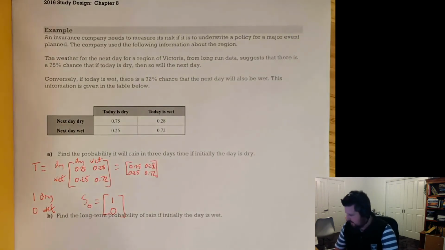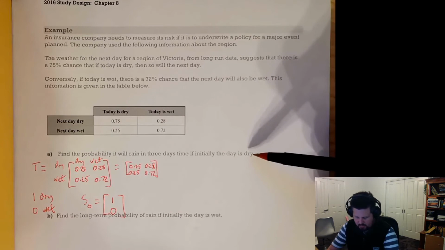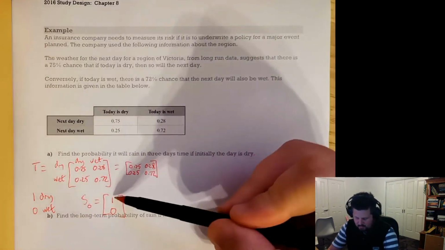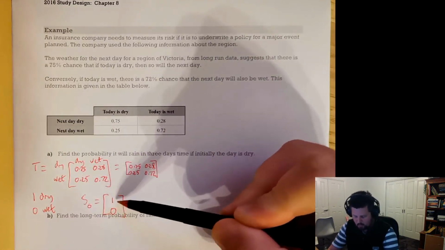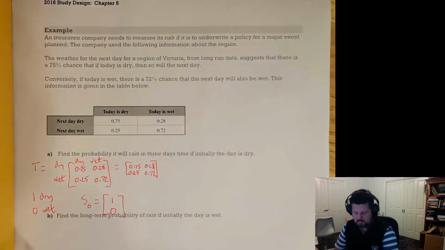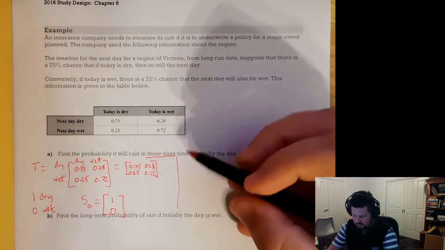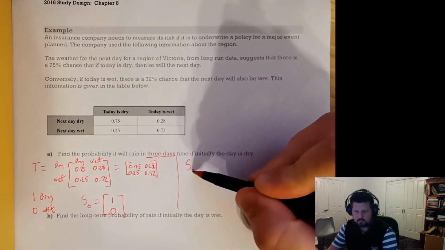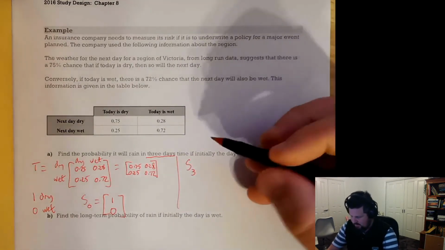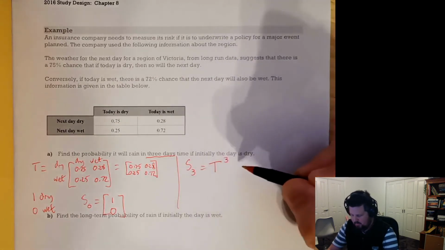Okay. If it was wet on the first day, in the initial matrix here, you would have a 0 in the dry position, which is the top one, and a 1 in the bottom one, where it's wet, to say it was wet. Alrighty, the question was saying, hey, what is happening in 3 days' time? So in 3 days' time, you're finding state 3. So that is equal to the transition matrix to the power of 3 multiplied by the initial state.